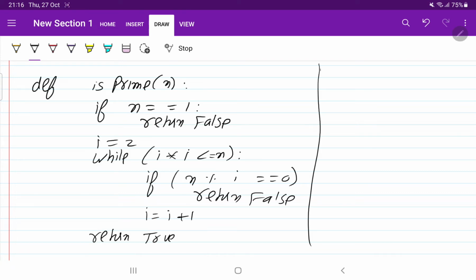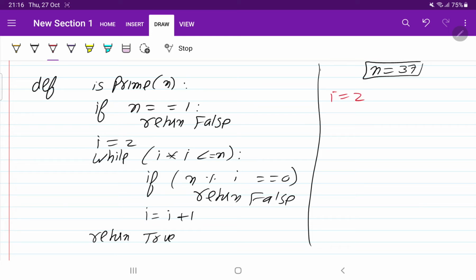Okay, so let us try to see the code for n is equal to 37. We need to check whether the number is prime or not. So we are going to check for n is equal to 37. Here it will check whether n is equal to 1. No, our n is equal to 37. Then the i value is 2 now.